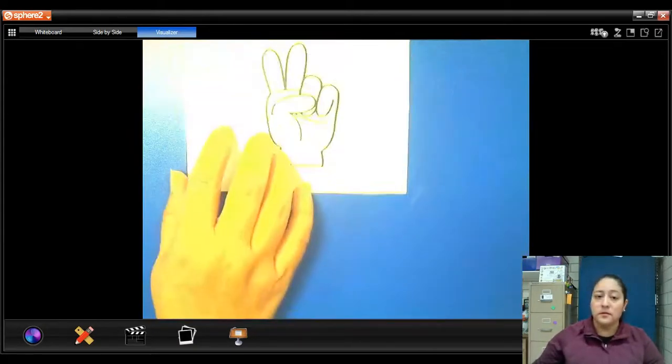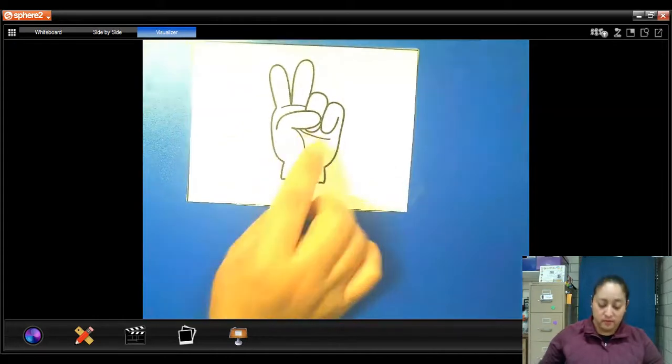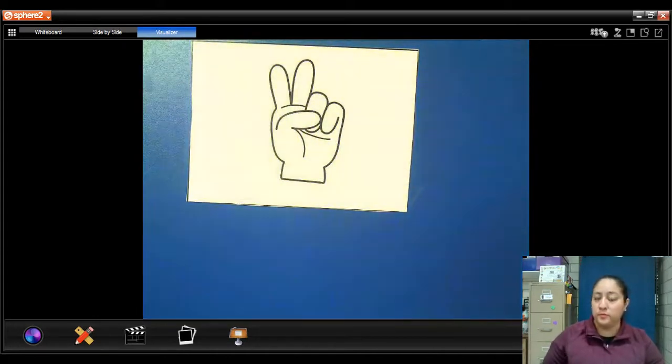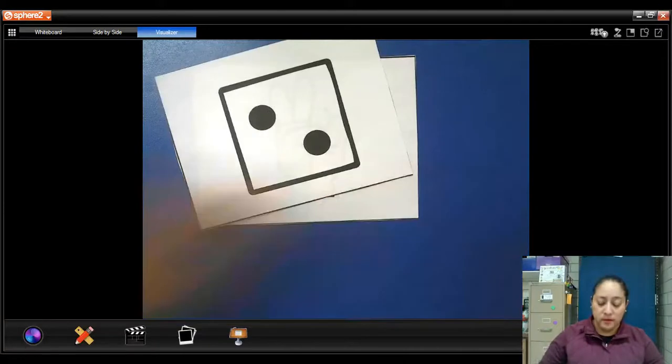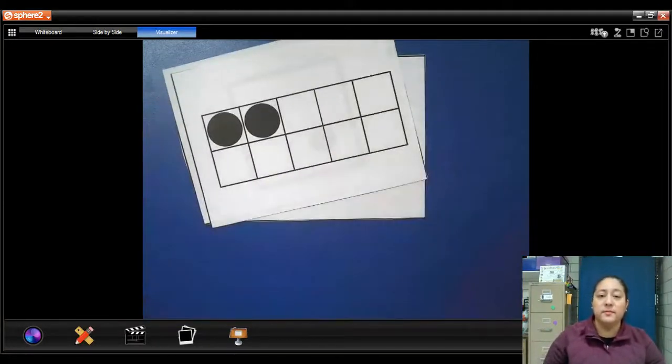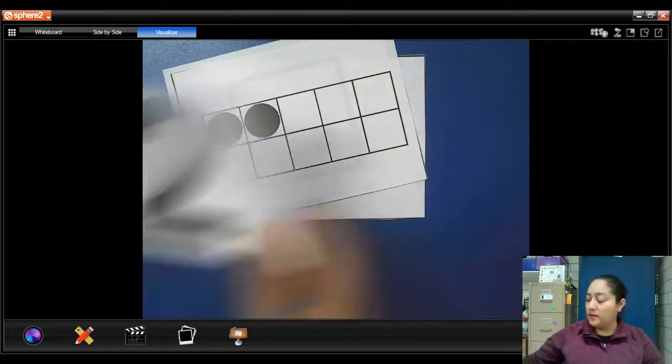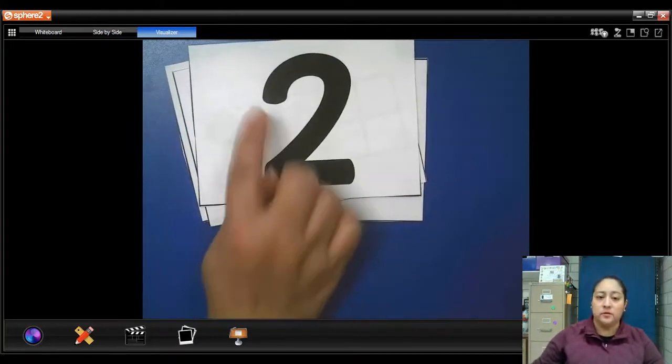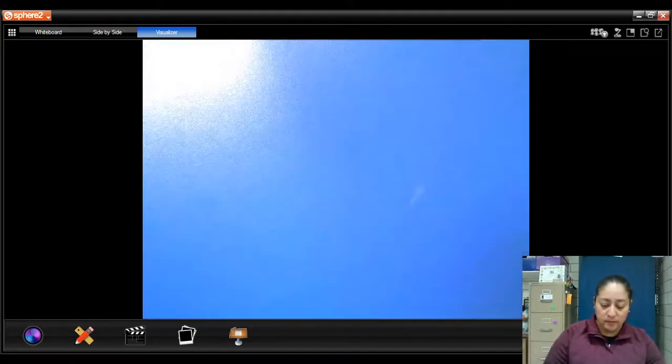Here, how many fingers are there? 2. How many dots on the die? 2. How many dots on the 10 frame? It's also 2. And this is how we write number 2. All right, so moving on to the next number.